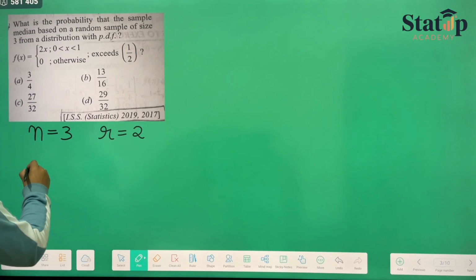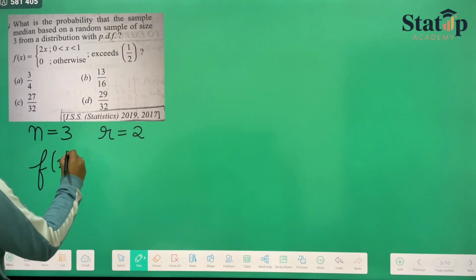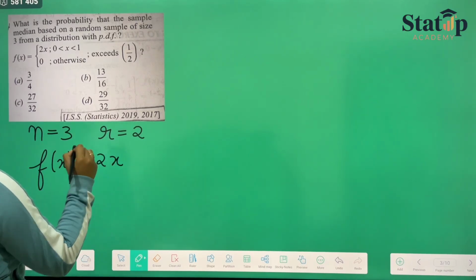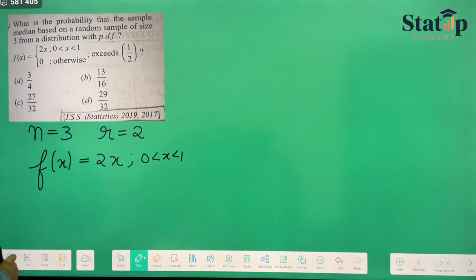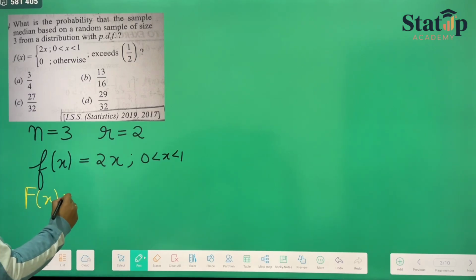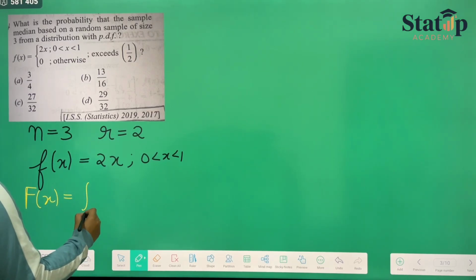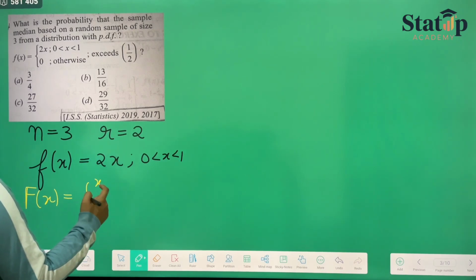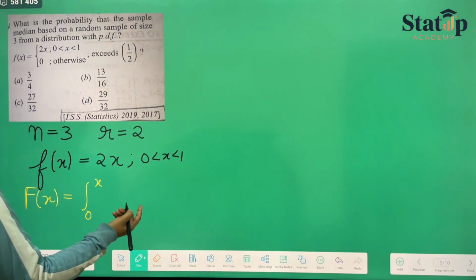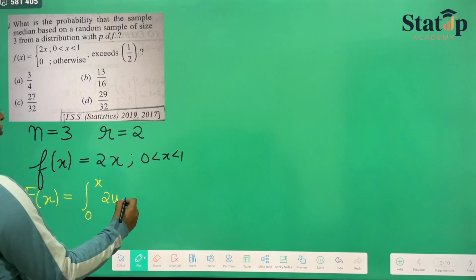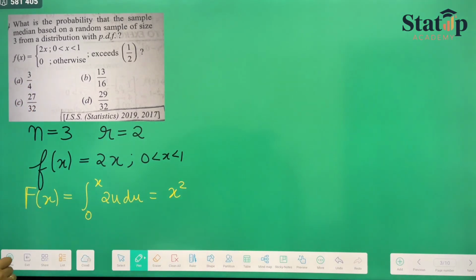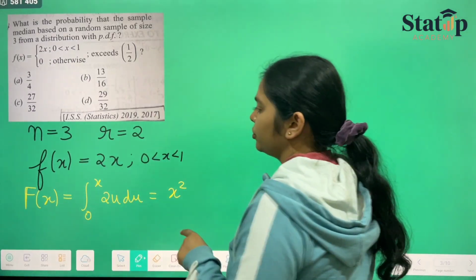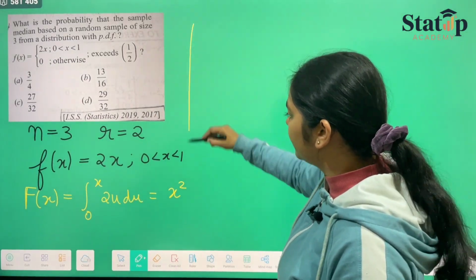And they have given us the PDF, which is f(x) equals 2x for x lying between 0 and 1. So first of all, we'll calculate our distribution function. To calculate the distribution function, it will be the integral from 0 to x of f(u) du, which is 2u du. If we integrate it, we get our answer as x square. So we have got our distribution function, and we have our PDF.